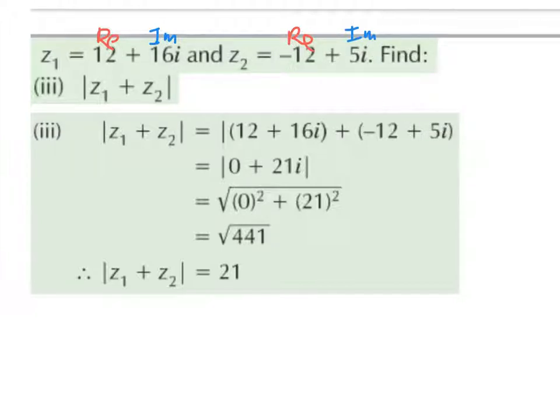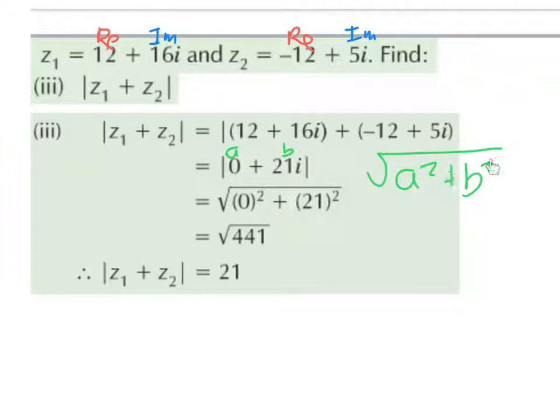So we're going to add the real with the real. 12 plus minus 12 will just cancel and give us 0, because 12 take away 12 is 0. And then the imaginary with the imaginary, so 16i plus 5i is 21i. So next we're going to get the modulus of 0 plus 21i.